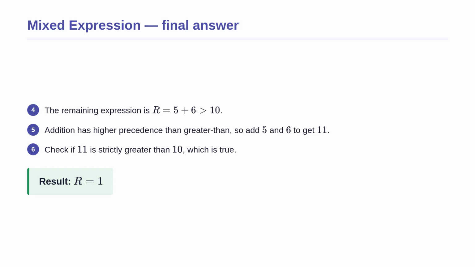Continuing from our multiplication step, we now look at the remaining operators. Our expression is now R equals 5 plus 6 is greater than 10. Addition has higher precedence than the relational operator, so the computer groups the 5 and the 6 together. Adding them gives us 11. Now only the greater than operator remains on the right side. The computer checks if 11 is strictly greater than 10. Since this is indeed true, the relational expression evaluates to the integer 1. Finally, the assignment operator stores this 1 into the variable R.